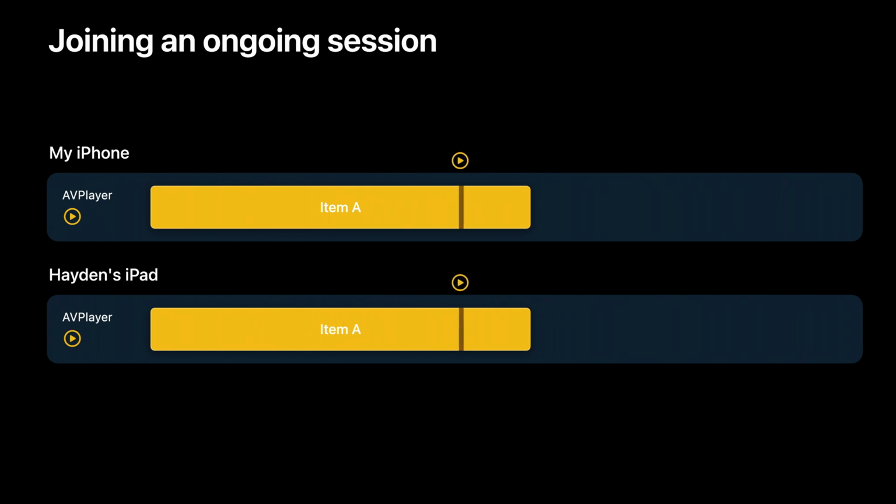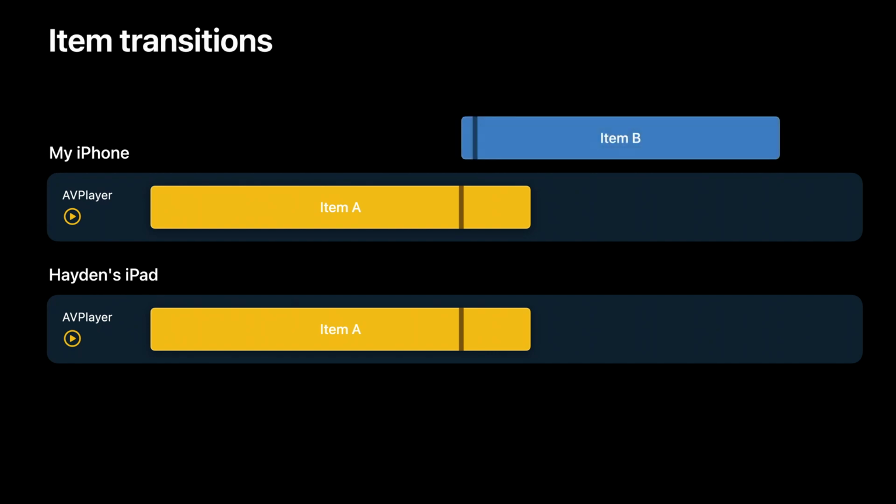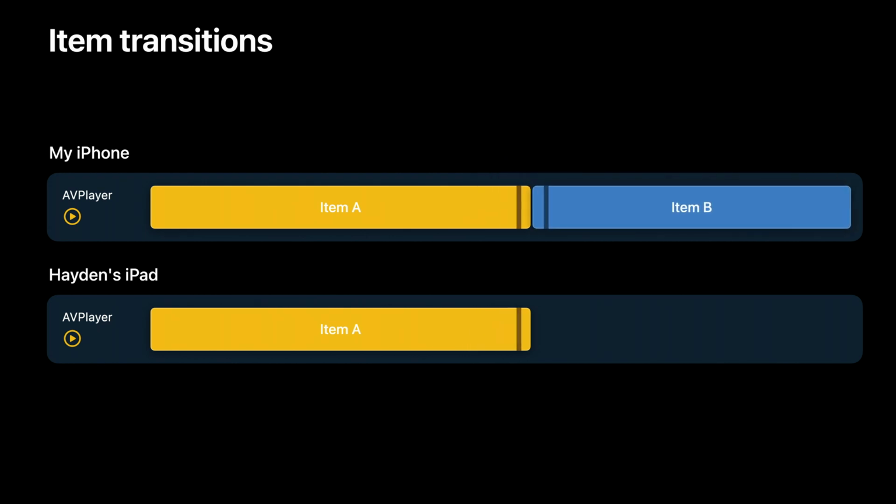Let's repeat this with an item transition. As we both approach the end of item A, my AV queue player is getting ready to play the next item. Usually, we would expect Hayden to get ready as well, but for this example, let's assume Hayden's iPad is in a bad network and cannot load the next item yet. So now that I'm at the end of item A, I already have item B enqueued and it is ready to play. But because the item is not current, the coordinator is not doing anything yet.